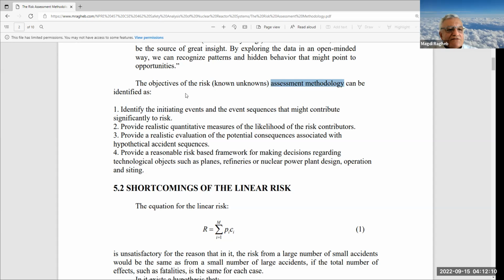We can identify that the objectives are four of them. You want to identify, and we'll expand on this quite a bit later on, what are the initiating events that lead to the existence of risk. And for instance, if you look at the accident at Fukushima, what was the initiating event?